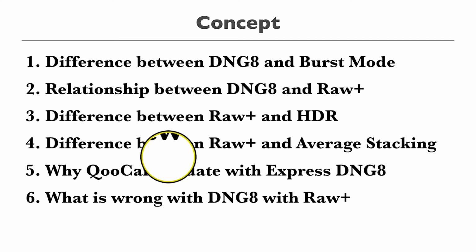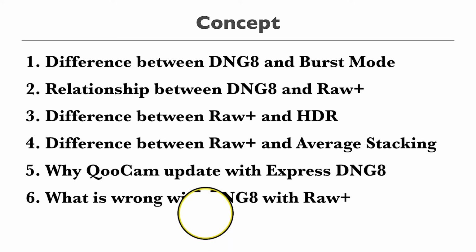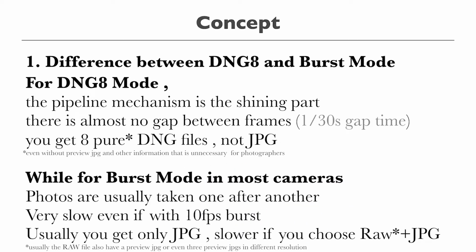And why does the QooCam update with Express DNG8? Because we already have DNG8. Why do we update with Express DNG8? And what is wrong with the DNG8 with Raw Plus, right? That's a different concept. The question number 1, the difference between the DNG8 and the burst mode.